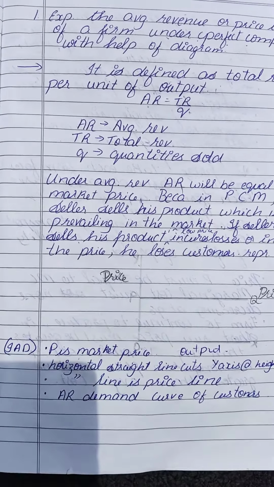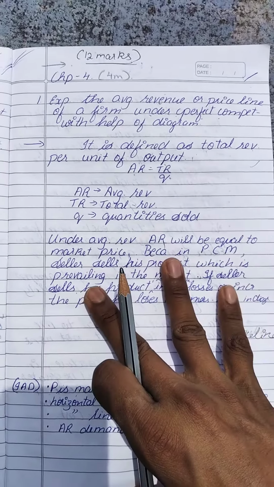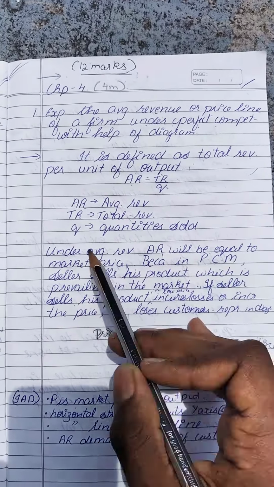AR is nothing but the average revenue. What is TR? Total revenue. And what is Q? Q is nothing but the quantities sold. Next one. Under the average revenue, AR will be equal to the market price.